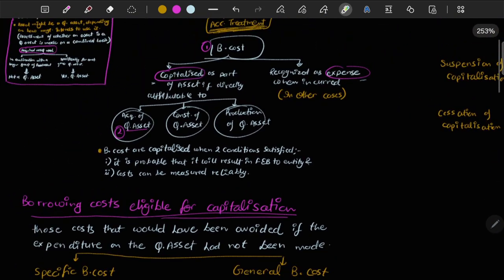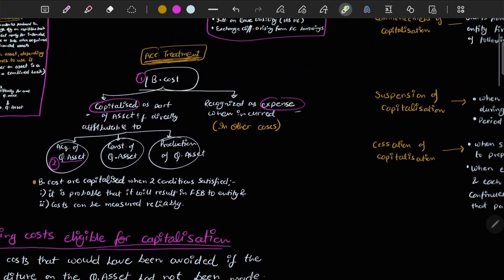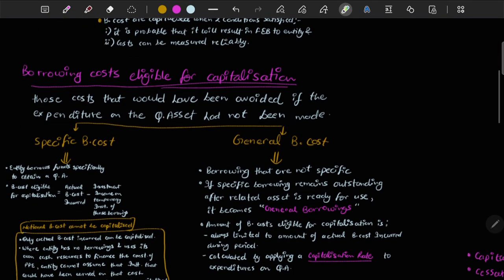Okay, so these are the conditions. Borrowing costs are capitalized when two conditions are satisfied. It is probable that it will result in future economic benefits to the entity, and cost can be measured reliably. Okay, great. Next is borrowing cost eligible for capitalization. Which borrowing cost is eligible for capitalization, and otherwise we will have to expense it off to P&L.